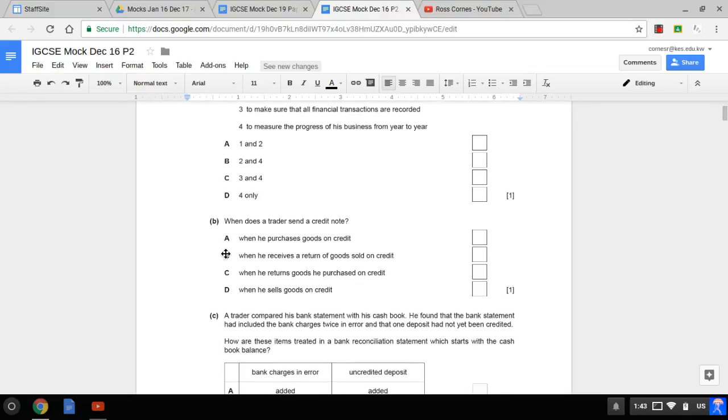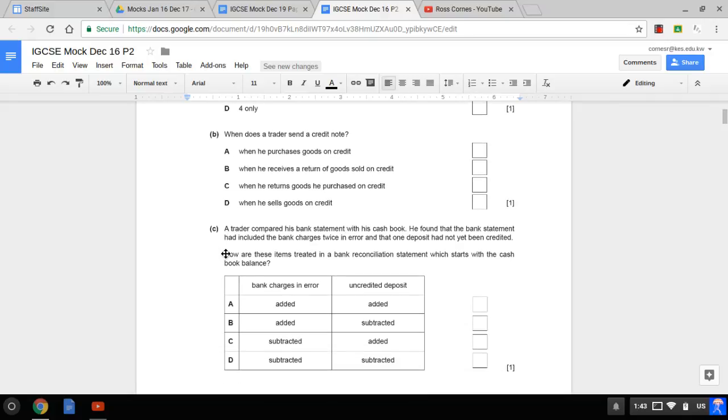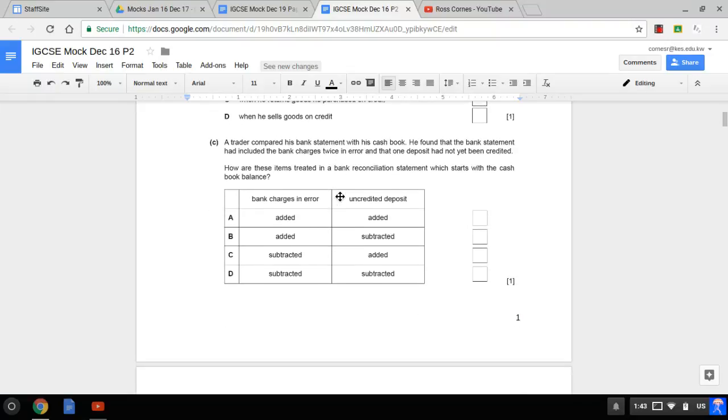When does a trader send a credit note? Well, it's not when he purchases goods on credit, he'll receive an invoice for that. When he receives a return of goods on credit, yes, that's true. When he returns the goods he purchased on credit, that would be a debit note. And when he sells goods on credit, he would issue an invoice. So it's got to be B.